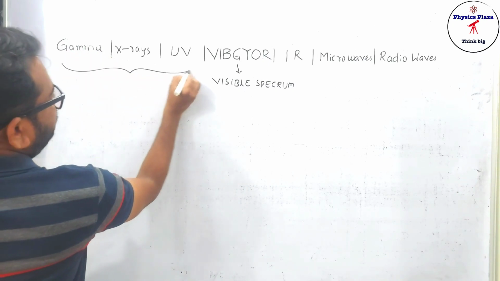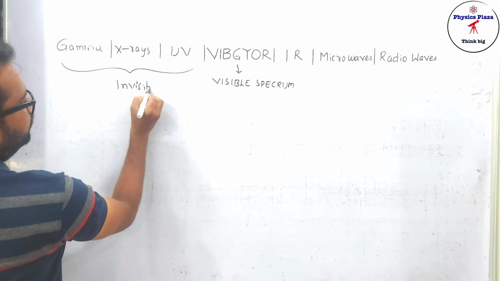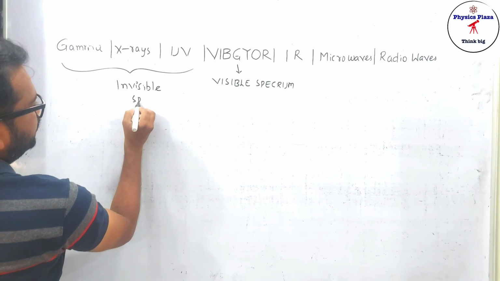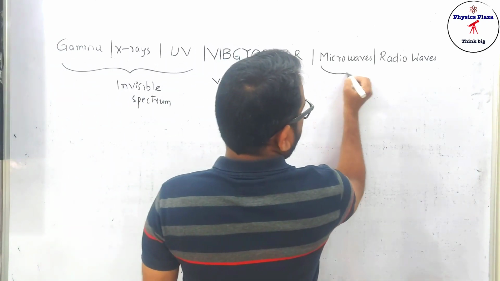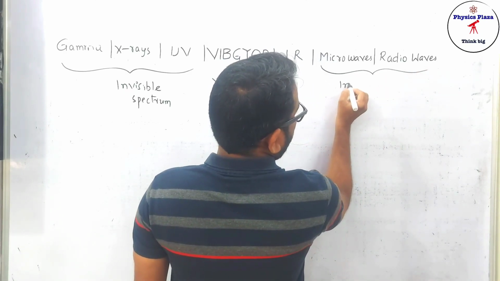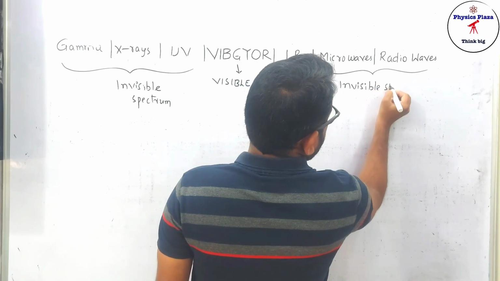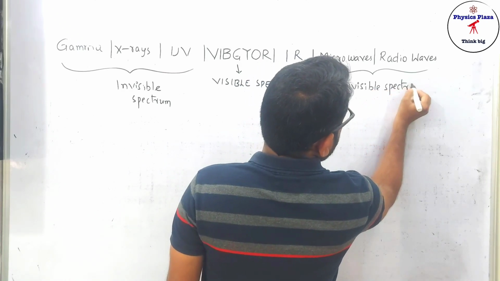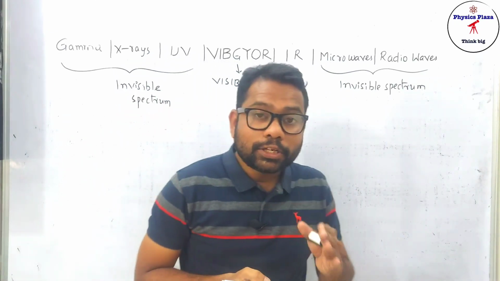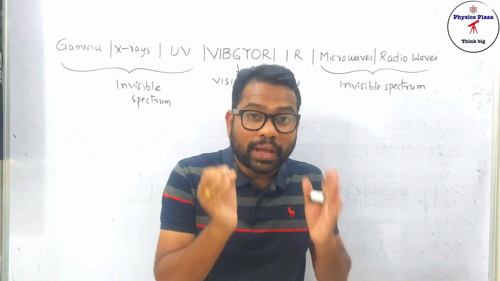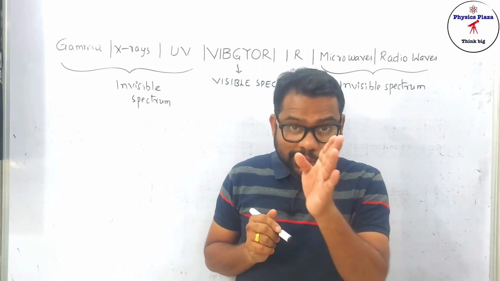So children, try to understand. Here to here it is the invisible spectrum. And here also it is the invisible spectrum only. So children, this visible spectrum and invisible spectrum together we can call the electromagnetic spectrum. Children, this is till date only.